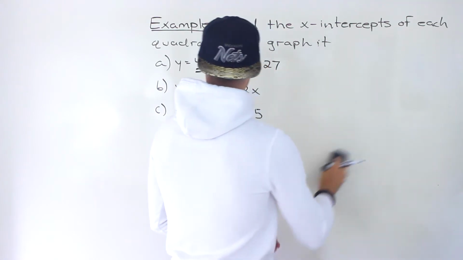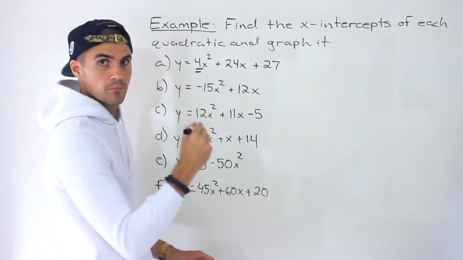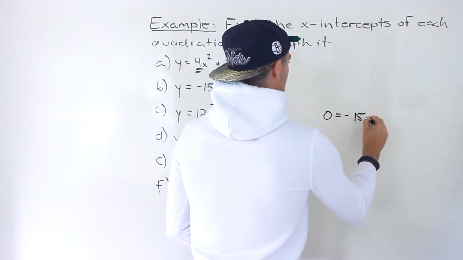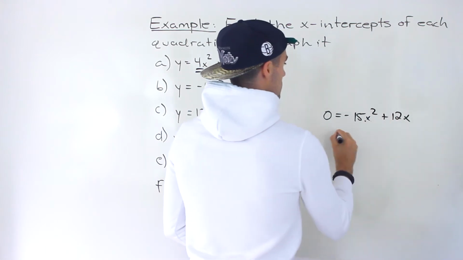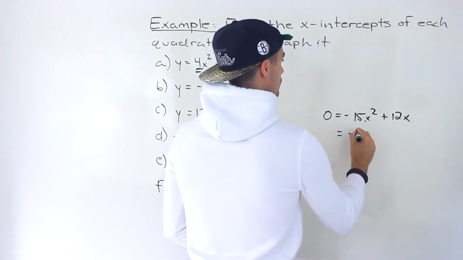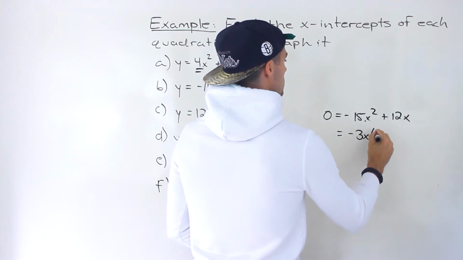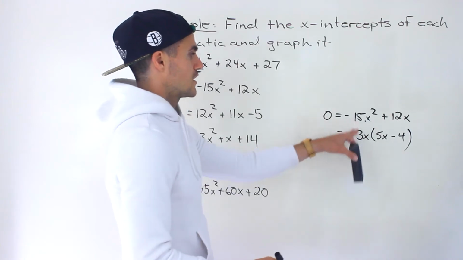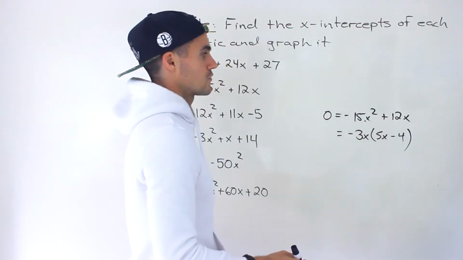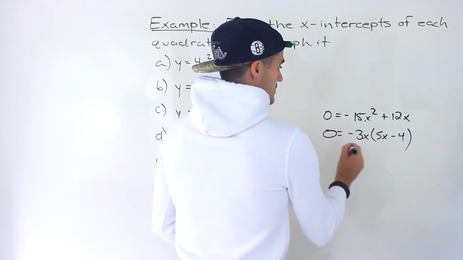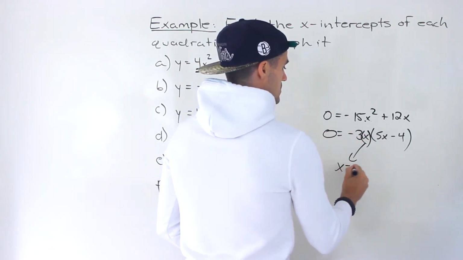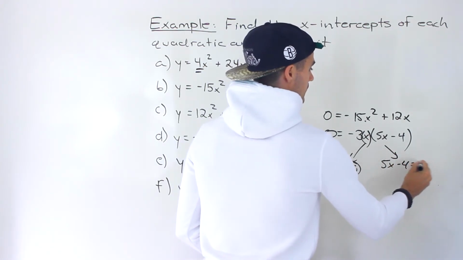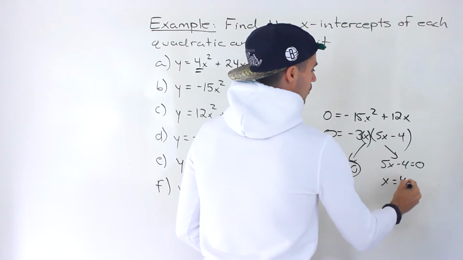Now for part B, we got y equals -15x squared plus 12x. So let's find the x-intercept. So we could take out a -3x from these. So we'd be left with what? 5x minus 4. Right? This divided by -3x is 5x. 12x divided by -3x is -4. And so from here, we could tell when does x equal 0? Well, when x is equal to 0, when does 5x minus 4 equal 0? That's going to happen when x is 4/5.